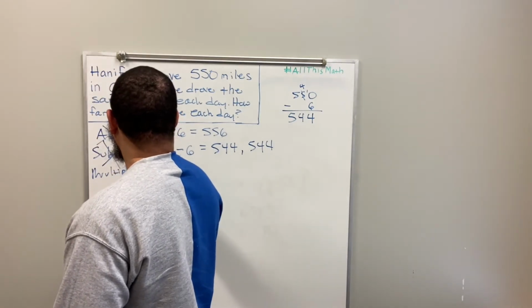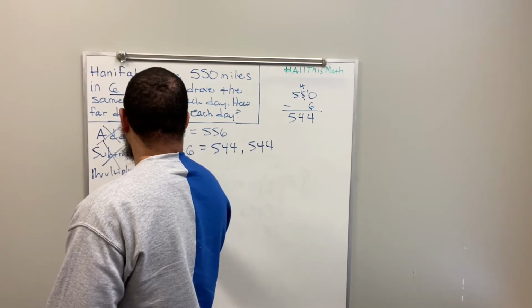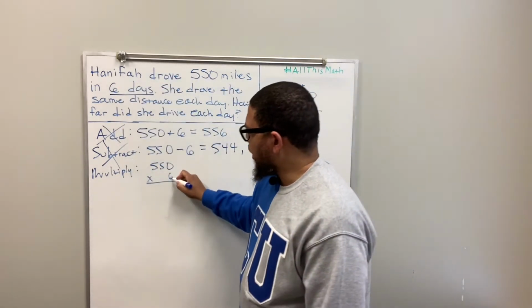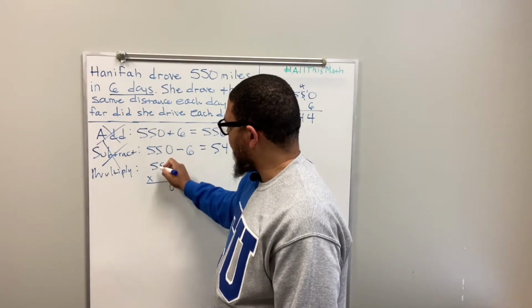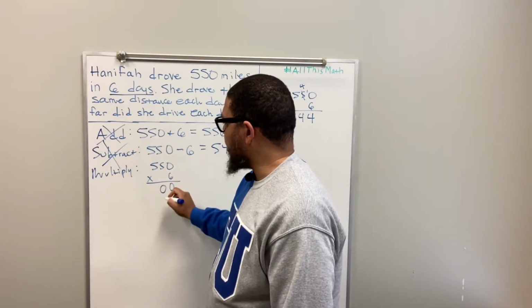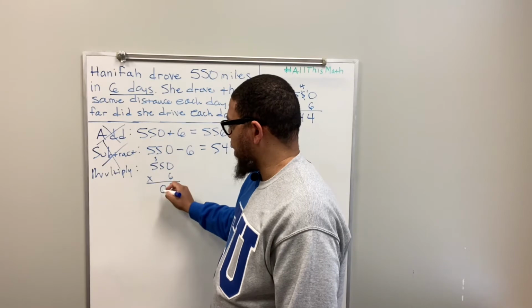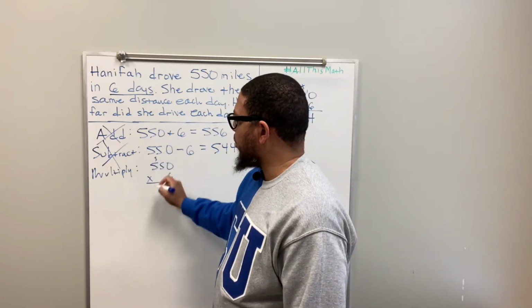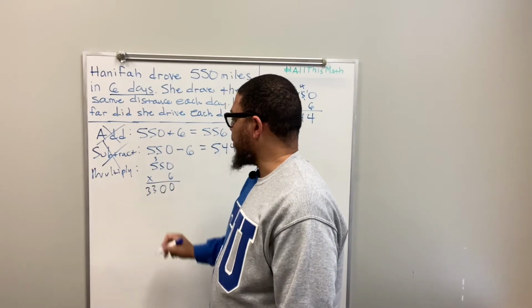Multiply 550 times 6, set him up like that. 6 times 0 is 0. 6 times 5 is 30. Write the 0, carry the 3, right? Don't write the whole 30 right there. 6 times 5 is 30, and then add the 3 that got carried, and you got 33 right there.